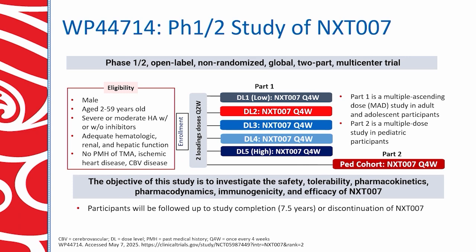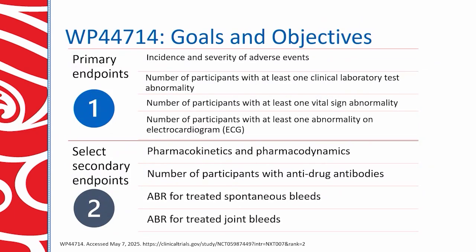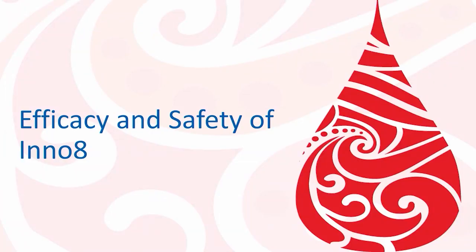So the objective of this study was to investigate the safety. This was the primary endpoint, and tolerability, of course. And secondary endpoints included pharmacokinetic and pharmacodynamic investigations, as well as immunogenicity, so the number of patients who develop anti-drug antibodies, and of course ABR for treated spontaneous bleeds and treated joint bleeds, as shown with the preliminary results.